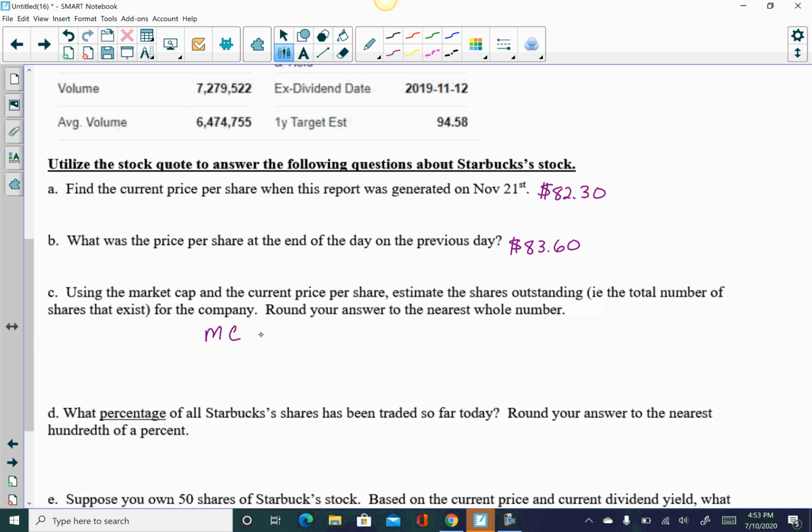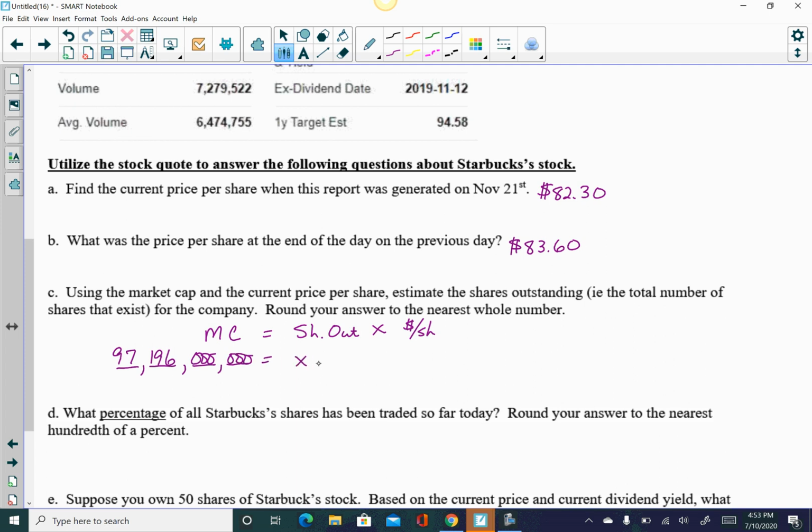Your market cap is equal to your shares outstanding times your price per share. So your market cap is 97.196 billion. So here's your ones, tens, hundreds, thousands, millions, and here's your billions. So in the billion spot, I have 97 billion. Then I put in my 196 and then fill in everything else with zeros.